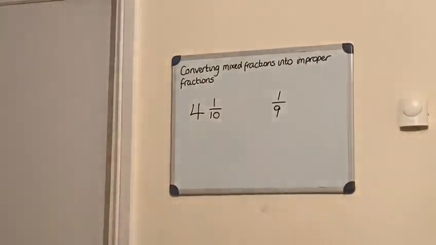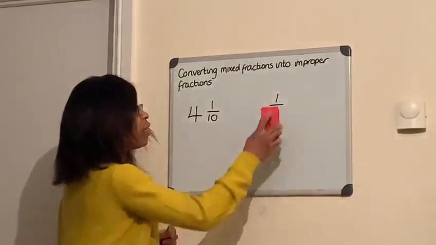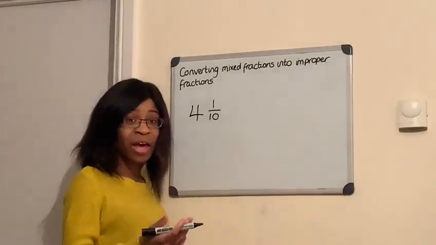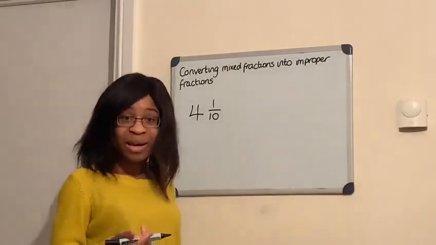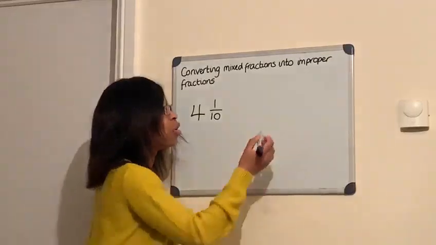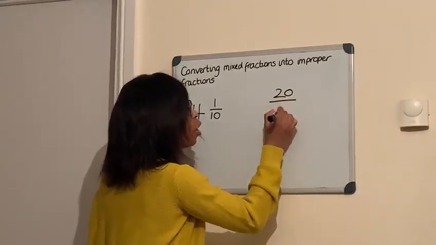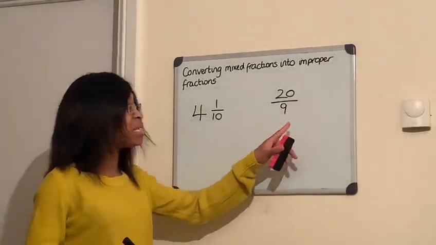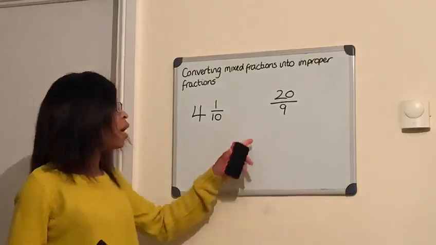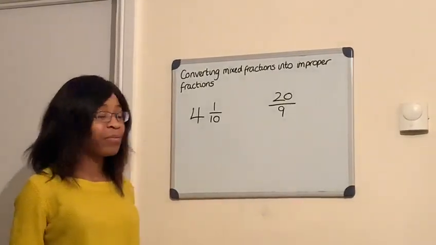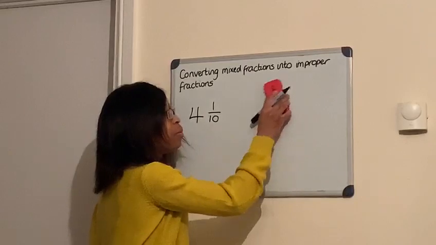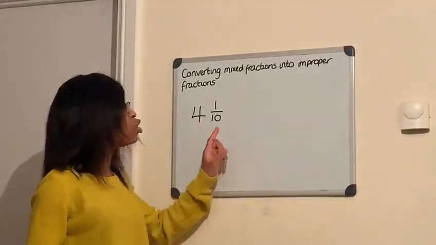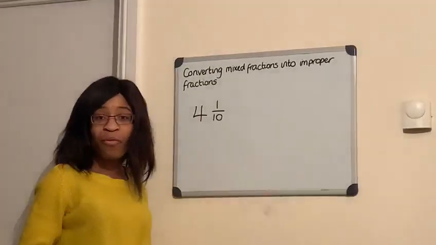Now, what we're actually looking at is converting mixed number fractions into improper fractions. Now, improper fractions are whereby the numerator or the top number in the fraction is heavier or more than the denominator in the fraction. So I'll show you an example on the board. It could be 20/9. Okay, so we can see that the numerator is much heavier or more than the denominator, which is 9. So let's now look at converting 4 1/10 into an improper fraction.